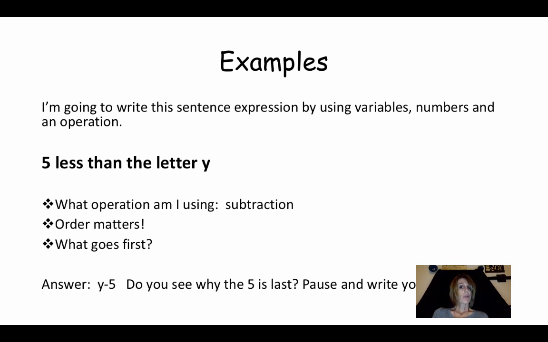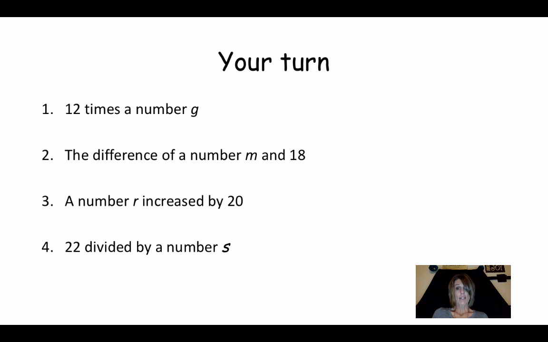All right, I want you to copy down these 4 questions, and you are going to turn these statements into numerical expressions, and then we're going to check our work. We have number 1, 12 times a number g. We have the difference of a number m and 18. We have a number r increased by 20, and 22 divided by a number s. So go ahead and stop and write those down. And then I'm going to show you my last slide, which is a challenge problem. And we're going to end by giving you the answer to that one.